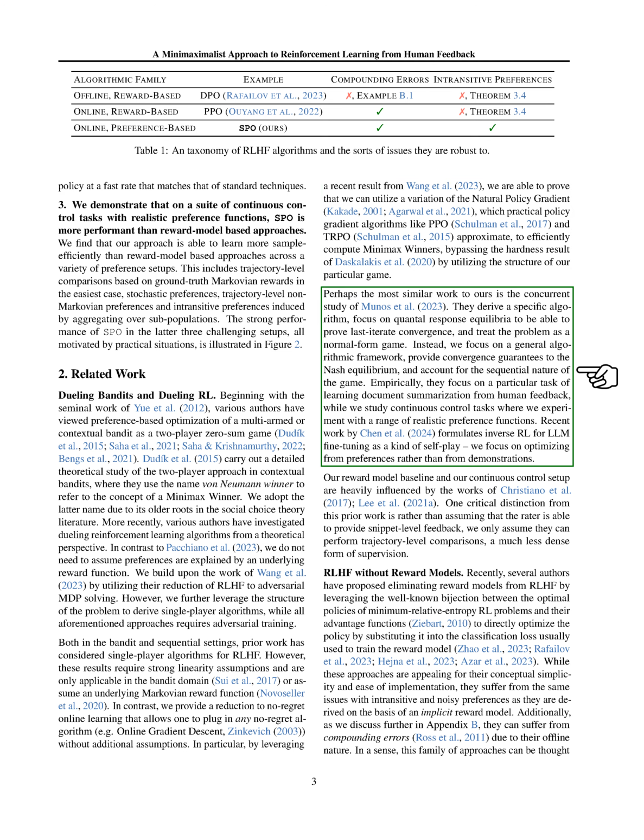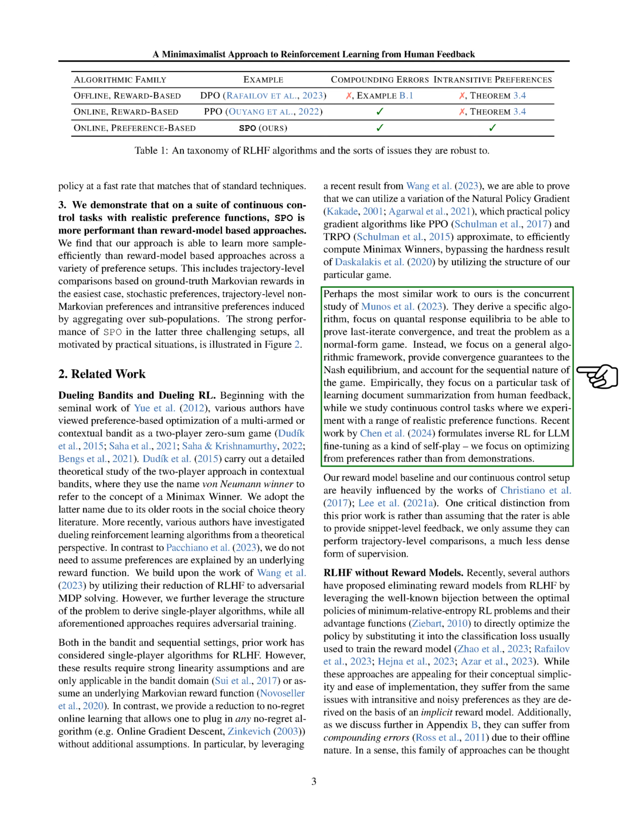Our work is similar to a concurrent study that derives a specific algorithm, focuses on quantal response equilibria to prove last iterate convergence, and treats the problem as a normal form game. However, we focus on a general algorithmic framework, provide convergence guarantees to the Nash equilibrium, and account for the sequential nature of the game. They focus on learning document summarization from human feedback, while we study continuous control tasks where we experiment with a range of realistic preference functions.